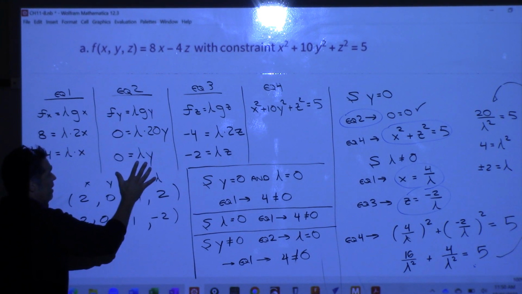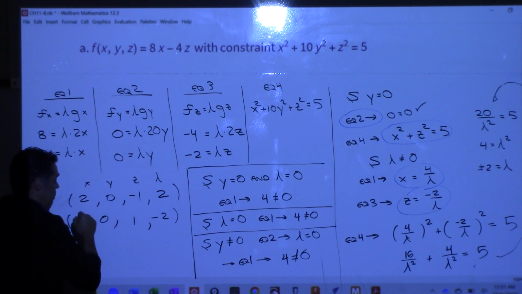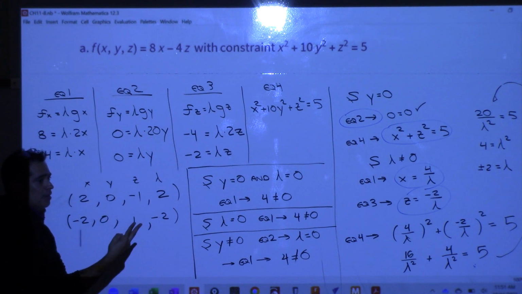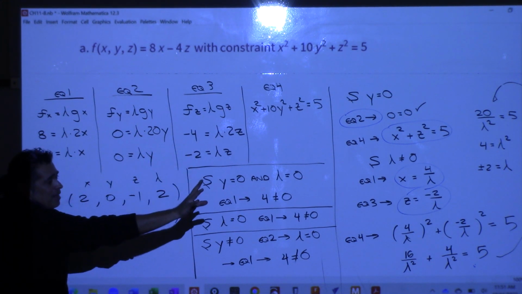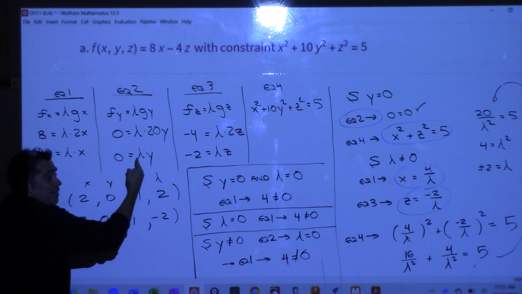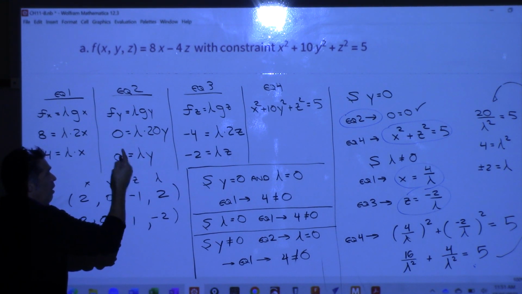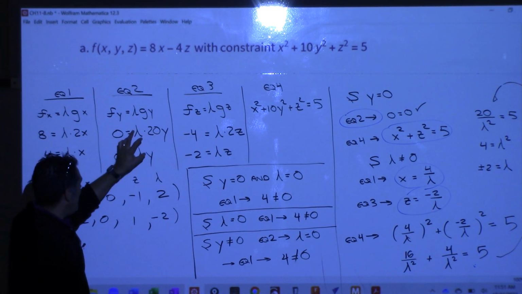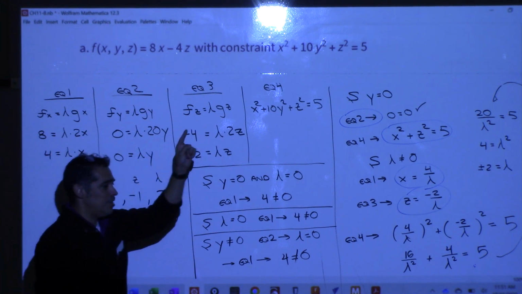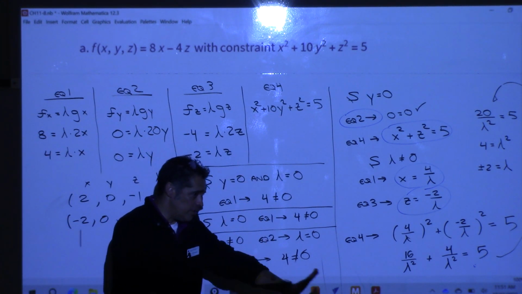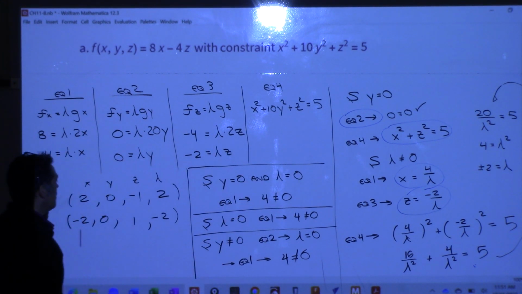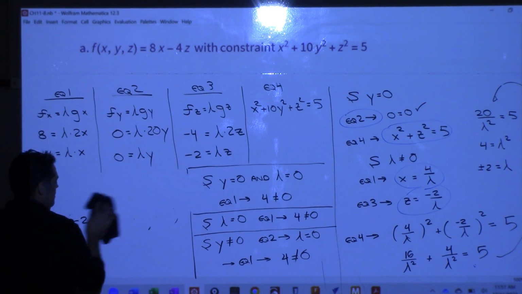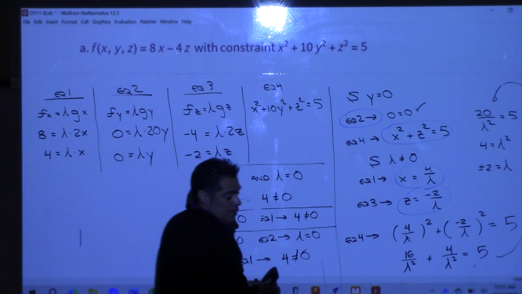The only way to satisfy this is if lambda is 0 or if y is 0. I don't care what's happening everywhere else. At the end of the day, I have to satisfy this, right? So all four have to be satisfied together. So if you can get one that's down to just two options and you consider both those options, then you're done. Yep, good.